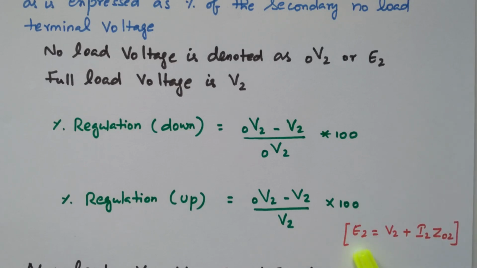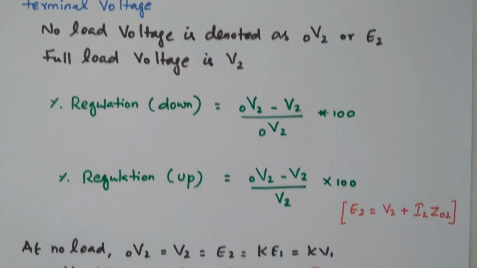That is called the Z02, impedance drop. Right? So the EMF induced in the secondary circuit is equal to the voltage available at the terminal and some part of the losses, some part of the drop due to the resistance and inductance of the secondary winding. So E2 equals V2 plus I2 Z02. Now we'll see the diagram.